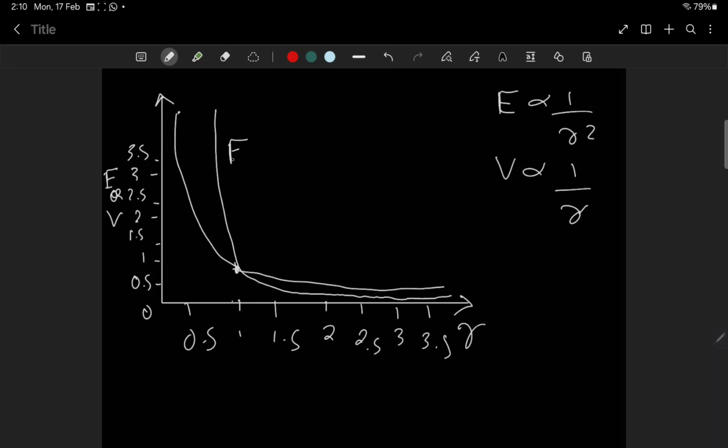This is the electric field graph and this is the potential graph. They can ask you which is the electric field and which is the potential, so answer accordingly. Very important. Understood? Yes.